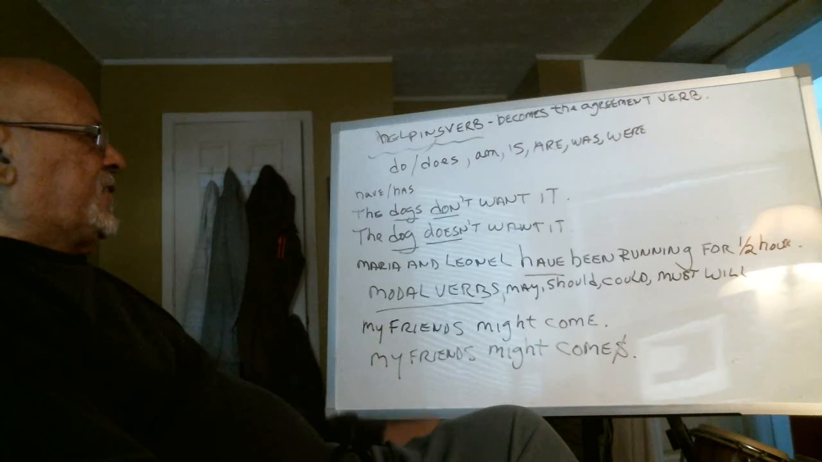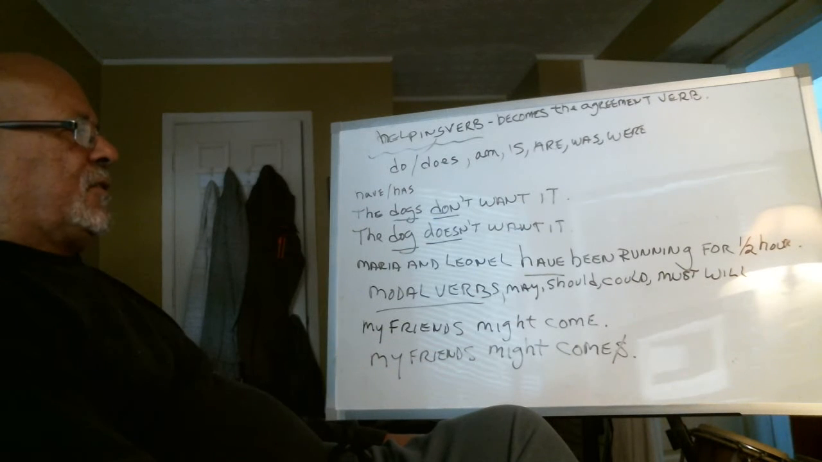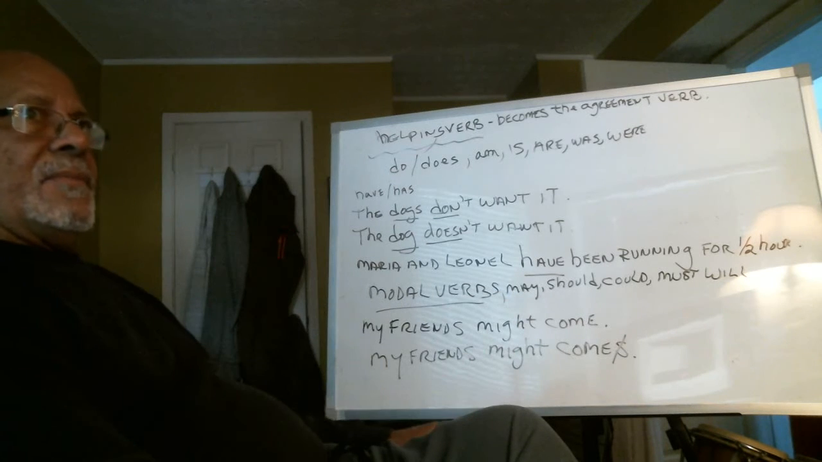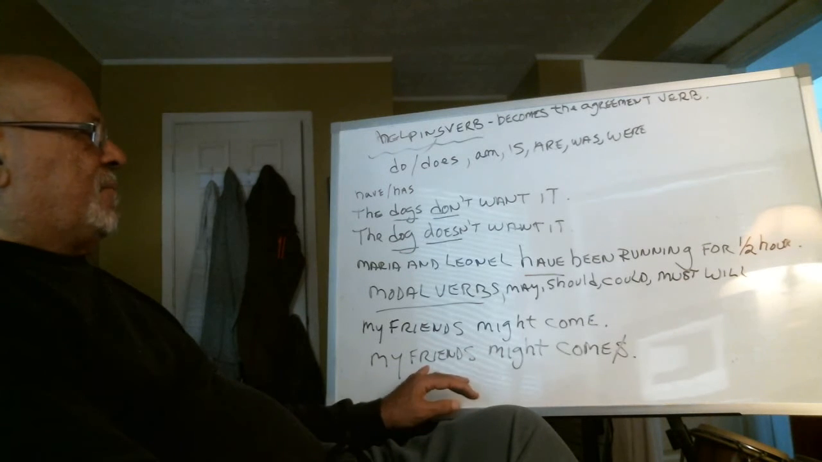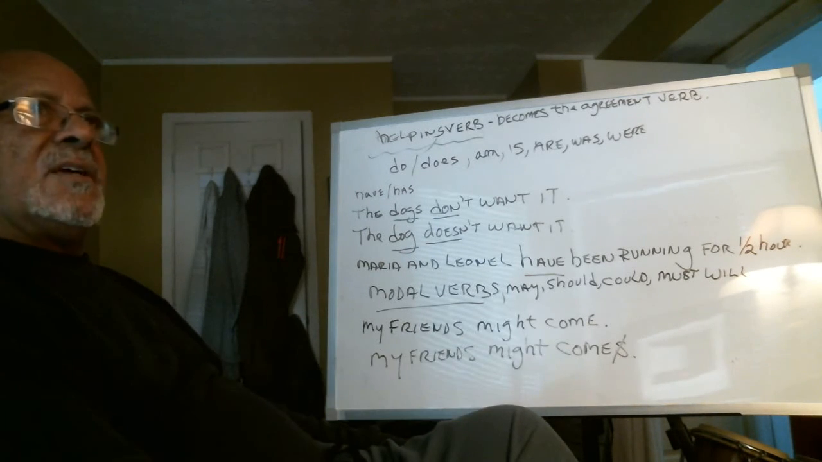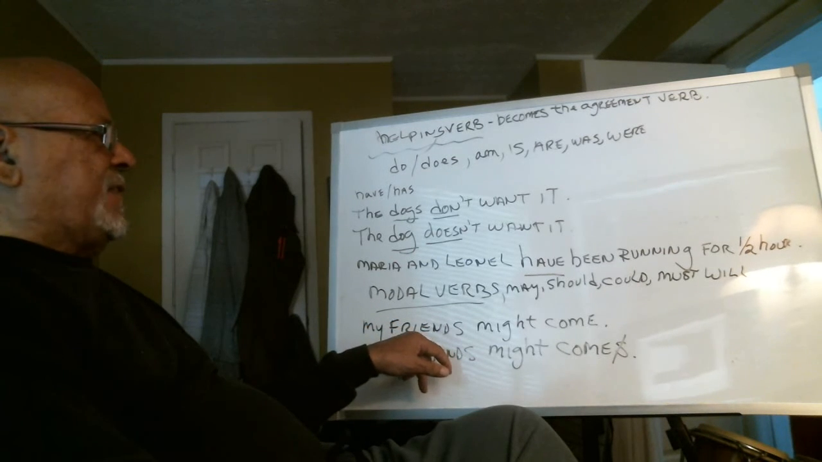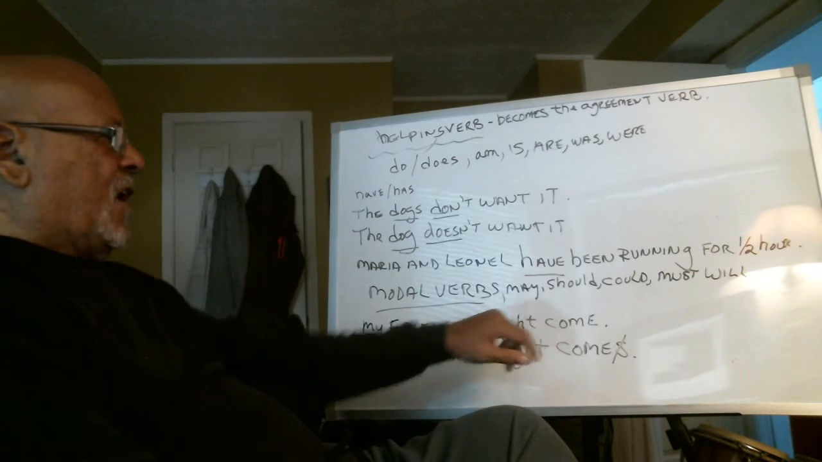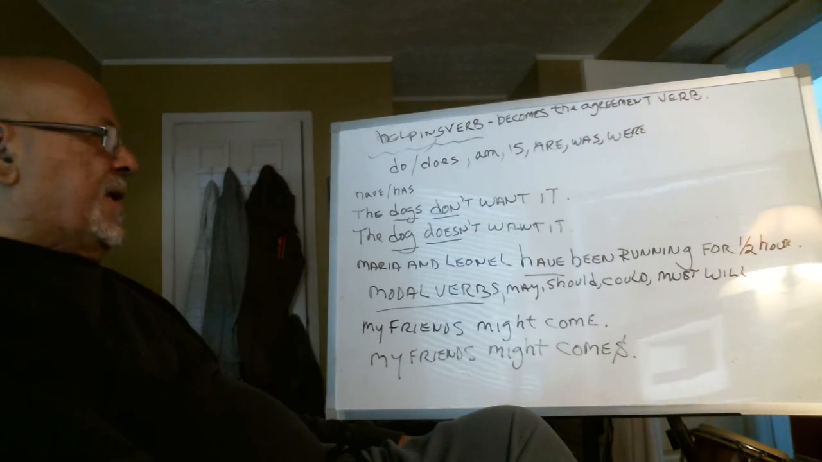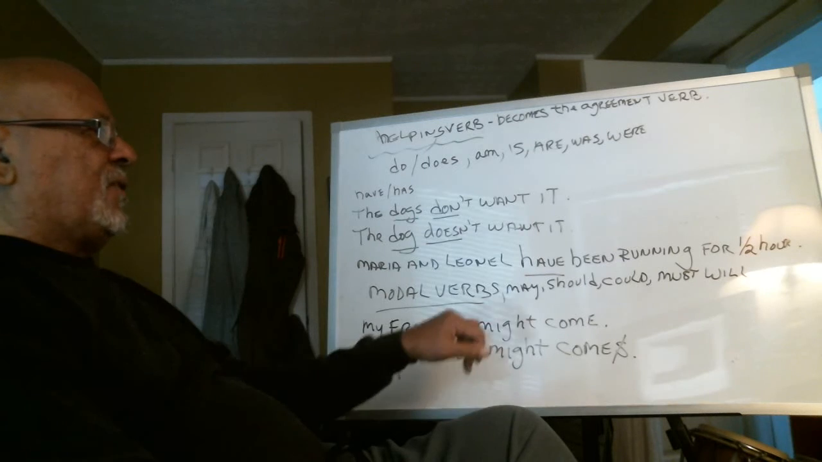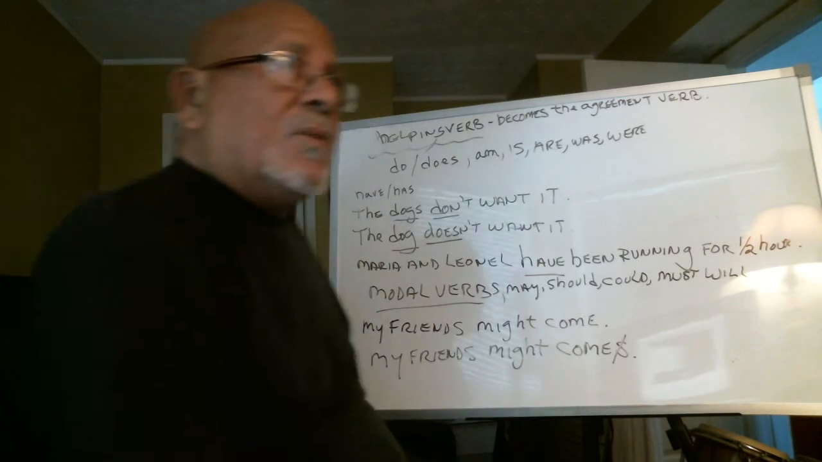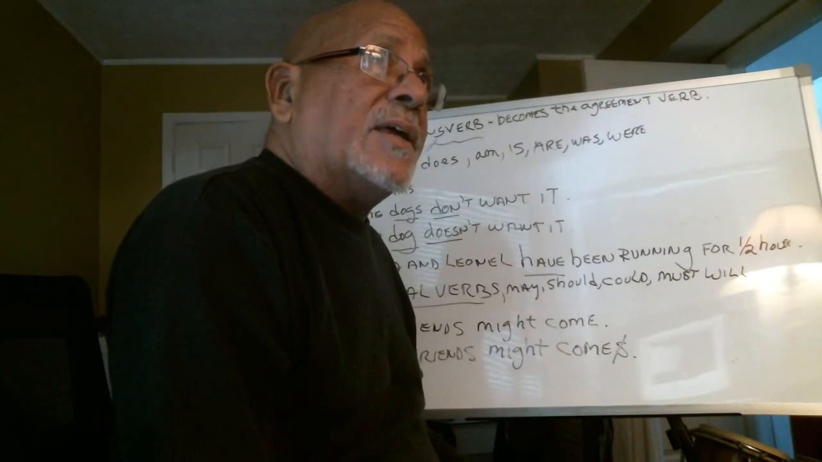So here's a sentence. My friends, plural, might come. My friends might come. You would not say my friends might comes with an S. No, my friends might come. Not my friends might comes with an S attached to it.